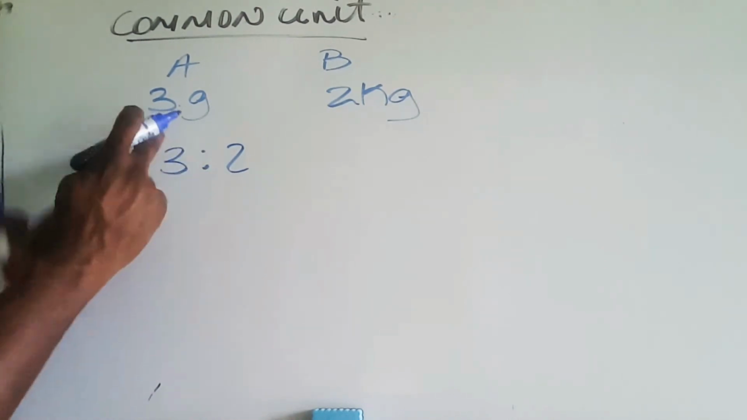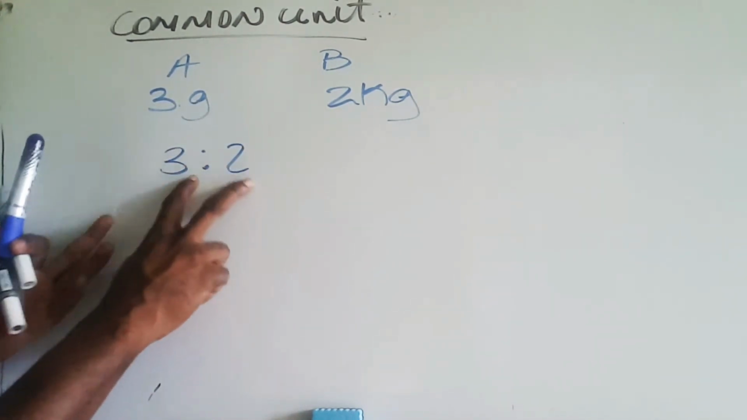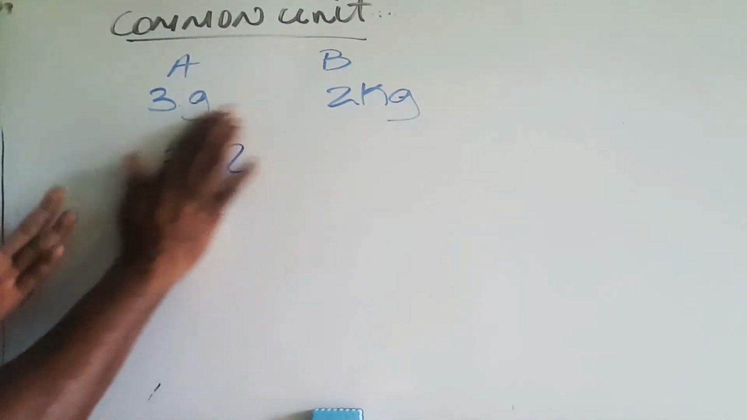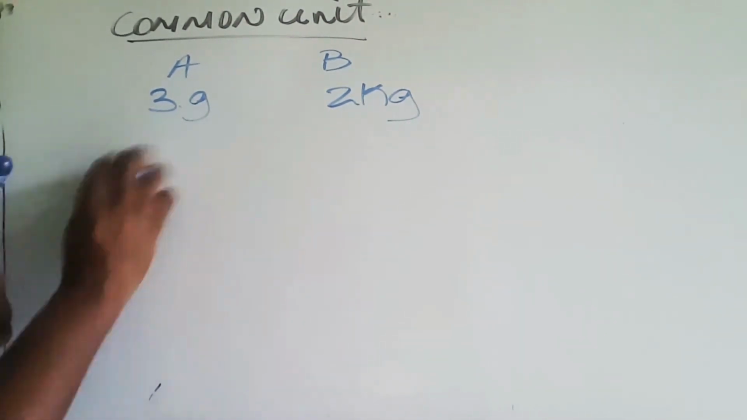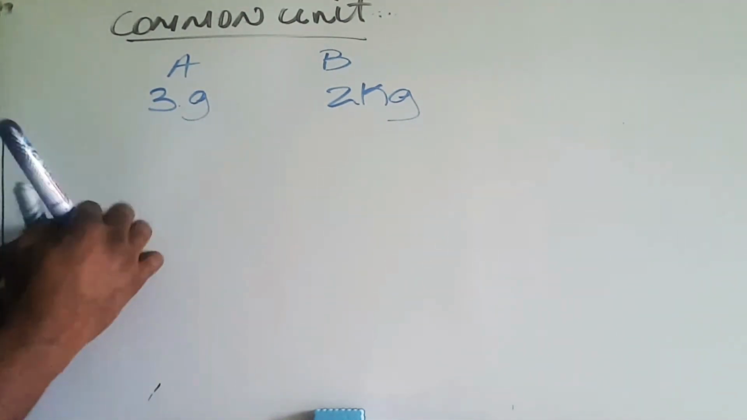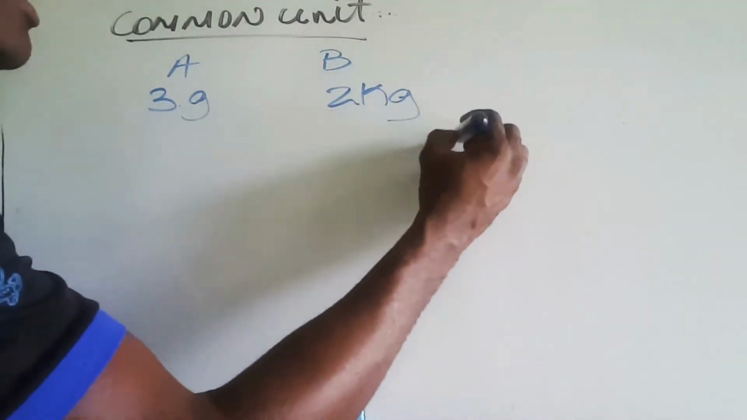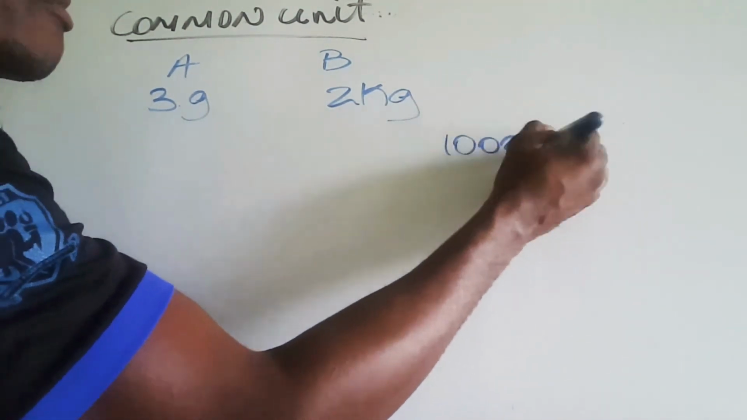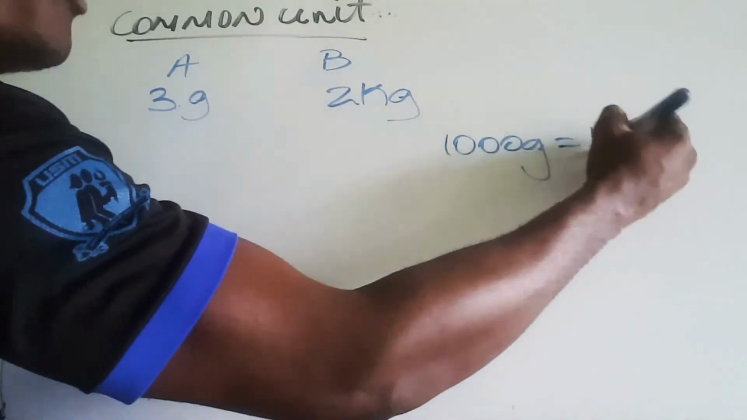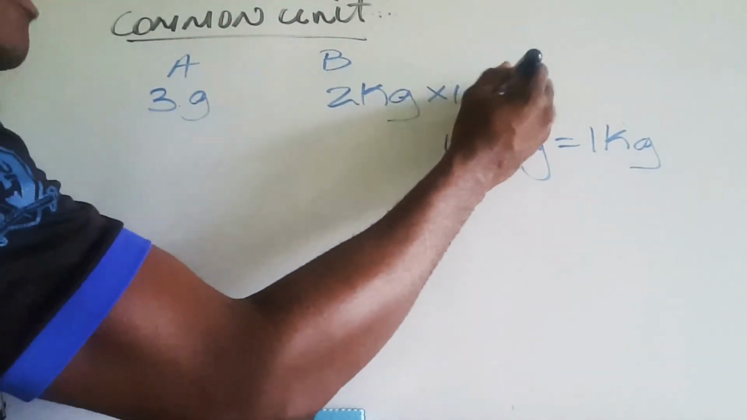I can't. As you see, it would have been incorrect because 3 to 2 means that they're in the same unit. That's what the ratio refers to, same unit, and that's not the case. So we're going to have to convert and change everything to 1. In this case, it is wise to change them to the smaller unit. It takes 1,000 grams to give us 1 kilogram, which means that we need to multiply this by 1,000.